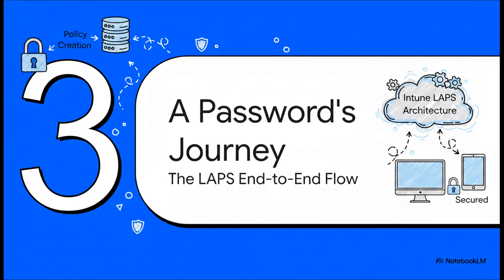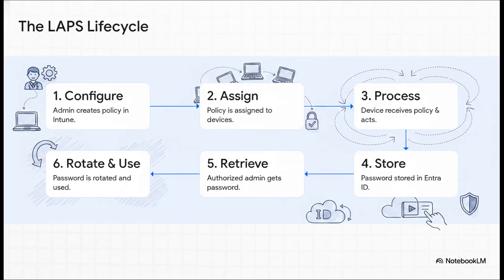Okay, now for the really cool part. Let's actually follow a single password on its complete journey, from start to finish through the LAPS system with Intune. This is going to show you exactly how all the pieces connect and work together. As you can see, there's a full life cycle here. It all starts with an admin setting up the policy, then the device grabs that policy, and finally the new password gets stored securely where it can be retrieved when needed. Let's zoom in on a few of the most important steps in this whole flow.